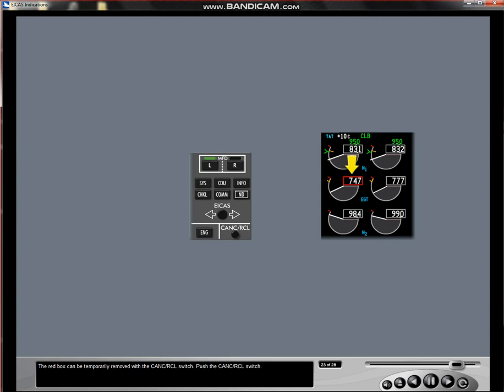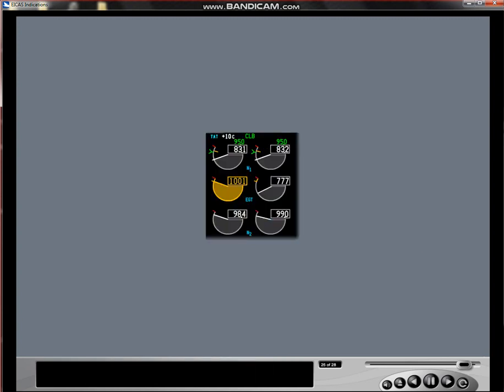The red box can be temporarily removed with the Cancel Recall switch. Push the Cancel Recall switch. The box changes back to white and the exceedance is now in EICAS memory. If the Cancel Recall switch is pushed again, all red boxes will be shown.